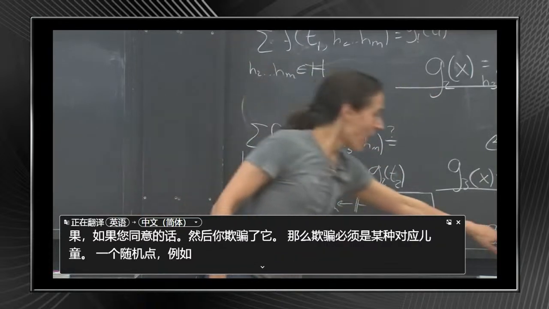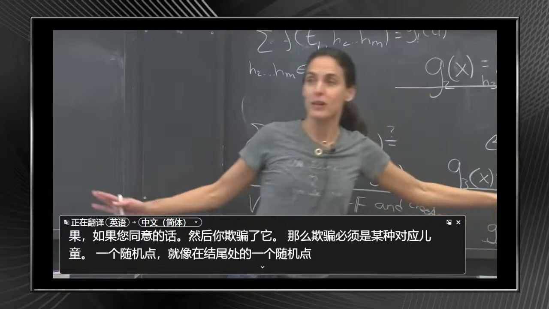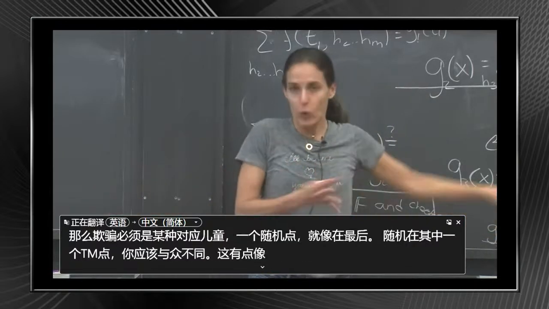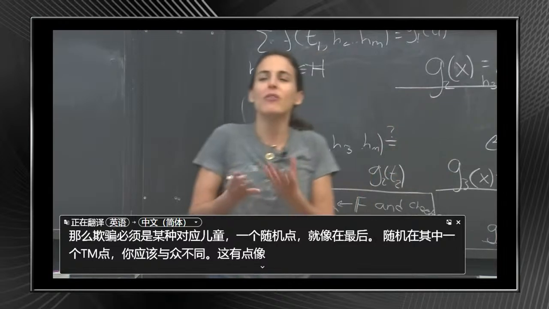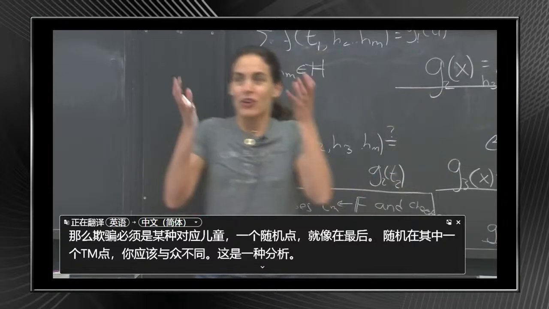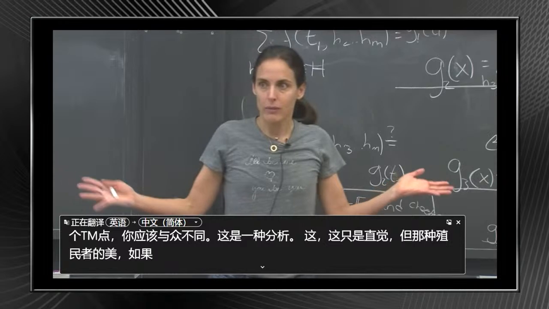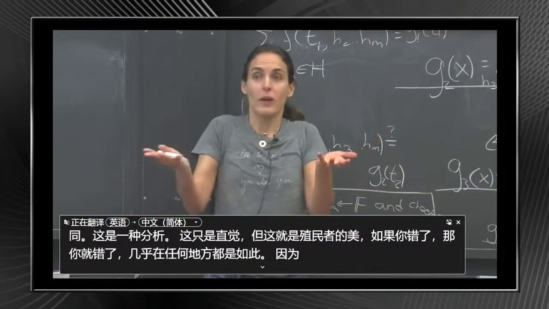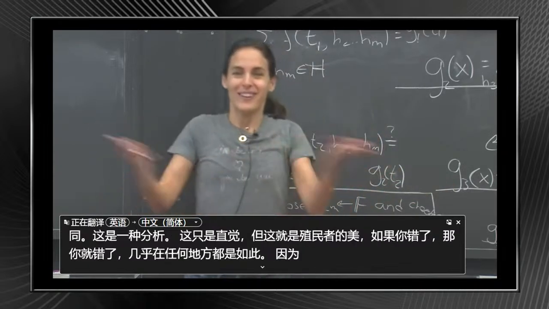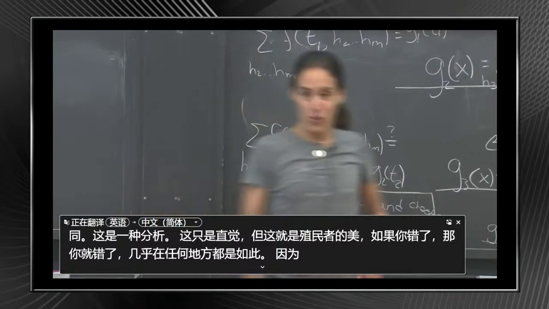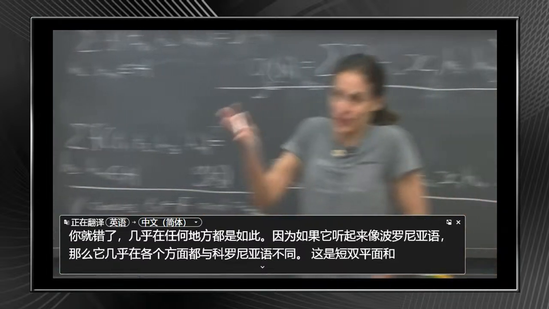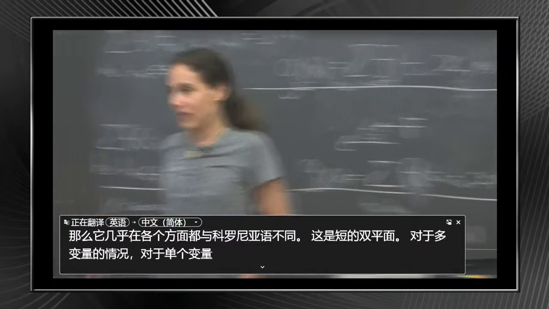Like at the end, at a random point, t1 to tm, you should be different. And that's kind of, we'll analyze this. This is just intuition, but that's kind of the beauty of polynomials: if you're wrong, you're wrong almost everywhere. Because if it's not the correct polynomial, then it's different from the correct polynomial almost everywhere. That's the Schwartz-Zippel lemma. And for the multivariate case, for the single-variate case, it's just the Lagrange interpolation, I guess it's called.